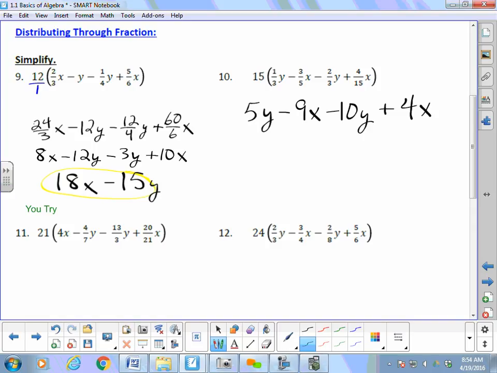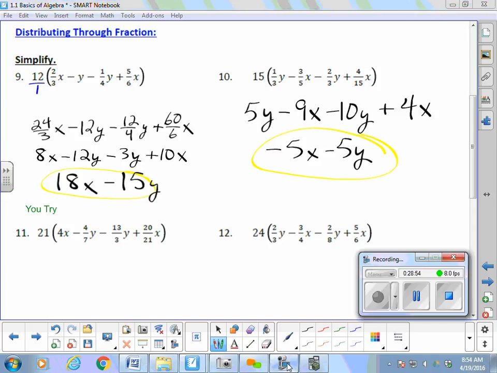So you have 2 options there. One, multiply it out. Two, figure out how the denominator reduces it, and go from there. So we get negative 5x minus 5y. These problems are set up so that your denominator does go into that number you're distributing. And so you can simplify it that way. All right, so do 11 and 12.